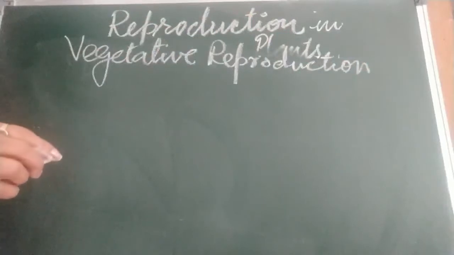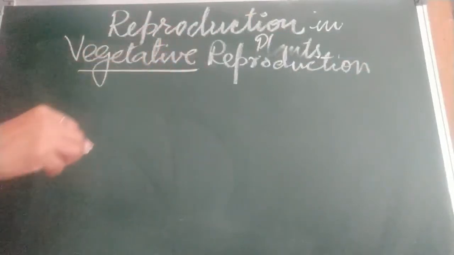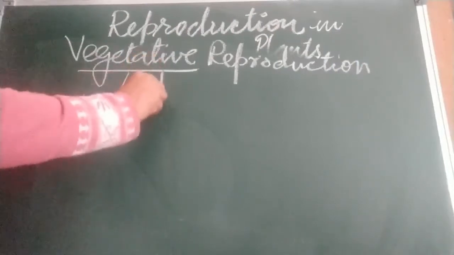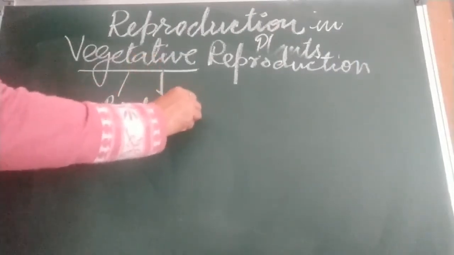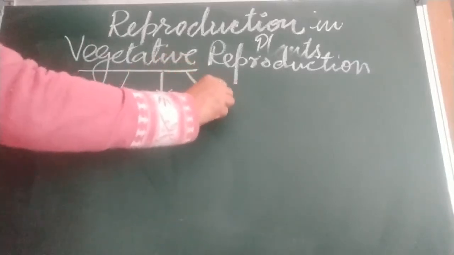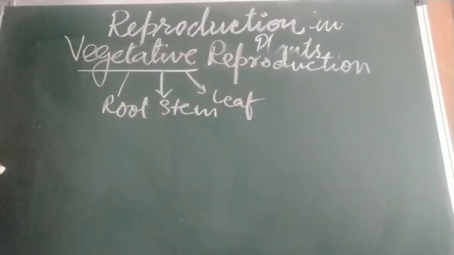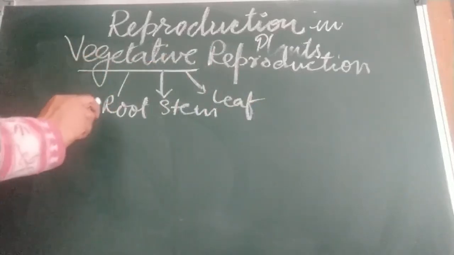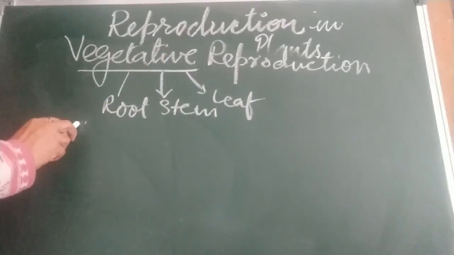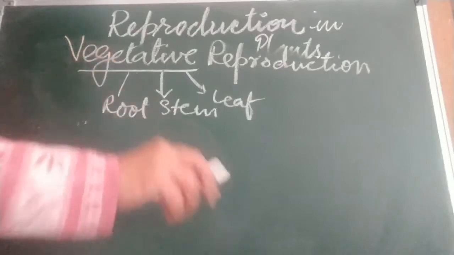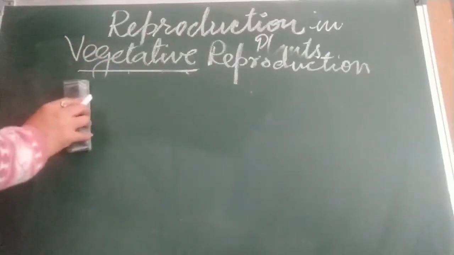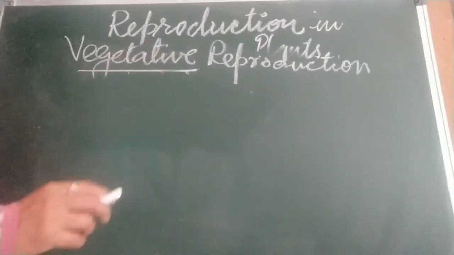In some plants, vegetative parts like root, stem, leaf, these are what? Vegetative parts. They can be used to produce a new plant. That reproduction is called vegetative reproduction. Now we are dividing vegetative. Now it is clear, a new plant reproduced from the vegetative part is called vegetative reproduction.